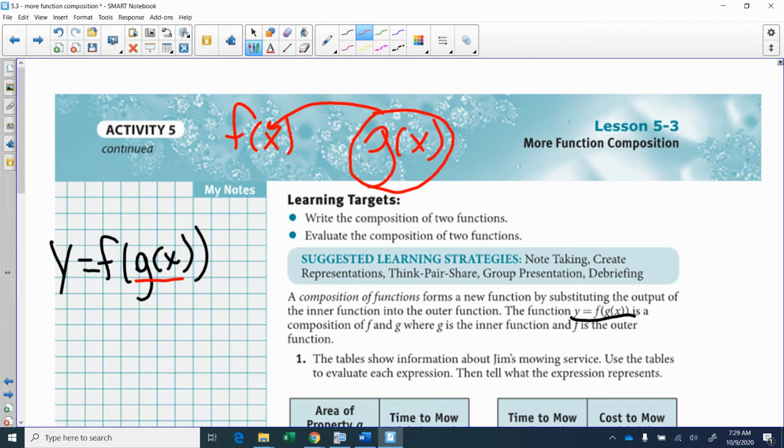That's a key thing, because we want to understand why the notation looks like this, and why things are in this particular area. Well, this g of x is now replacing that x right there. That idea of replacing the x is the whole idea of this lesson, and that's the main thing I want you to understand.